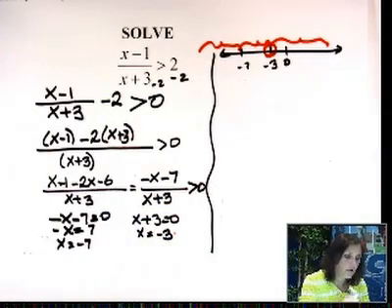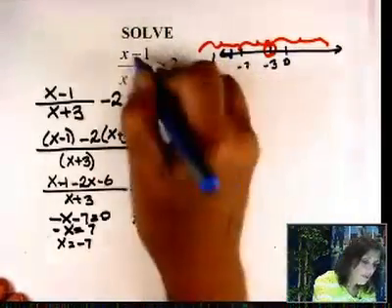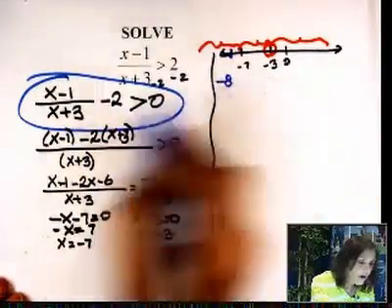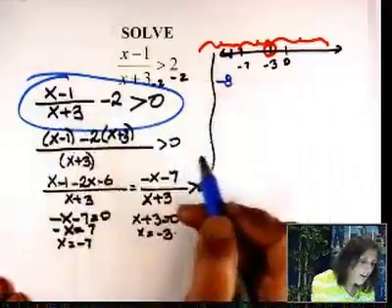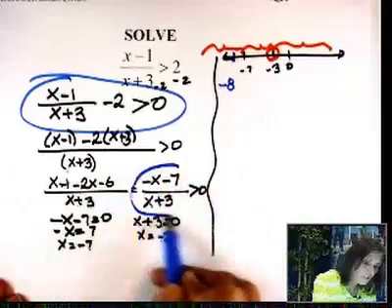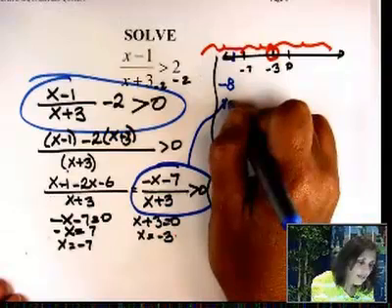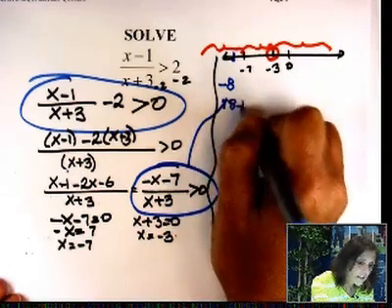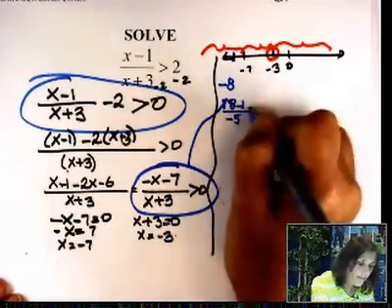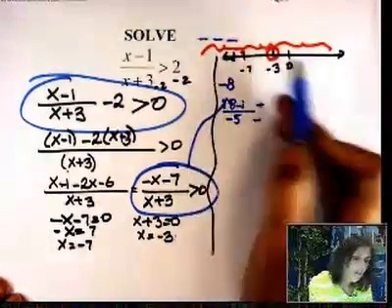So let's pick some regions. I'm going to pick something here. Negative 8. Put it in here. This expression is a little easier. Let's look at this one. I actually reduced it so I can see it. So I'm going to have negative, negative, so that's positive 8 minus 7 over negative 8 plus 3, so that's negative 5. So you're going to have a positive on top and a negative at the bottom, and that's going to give you a negative.